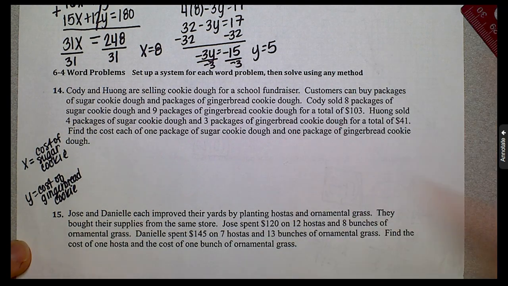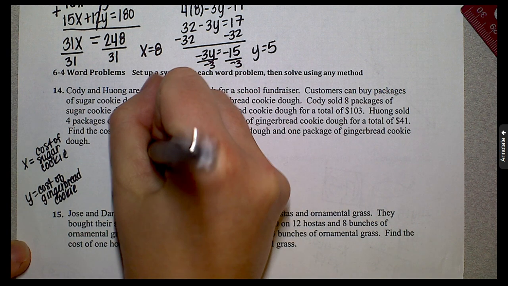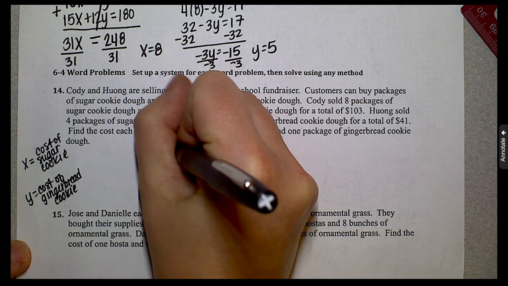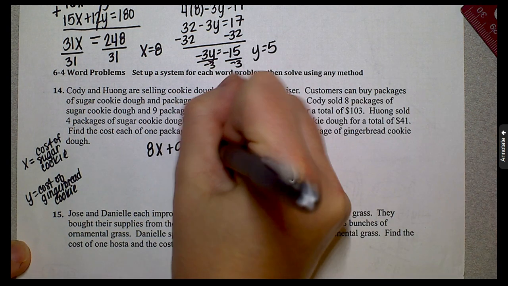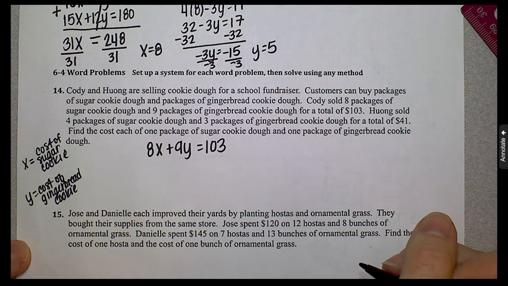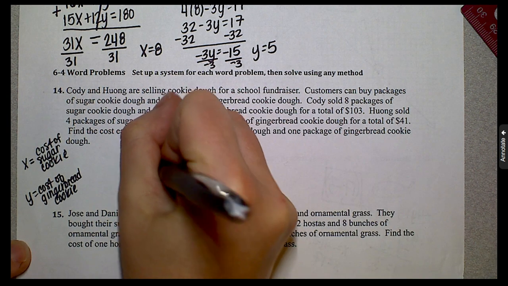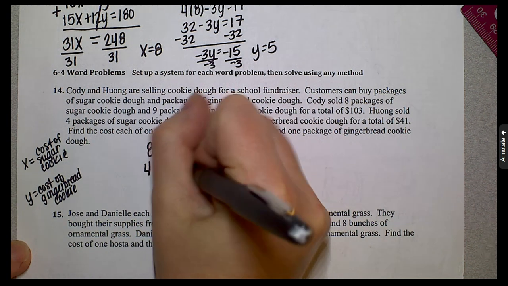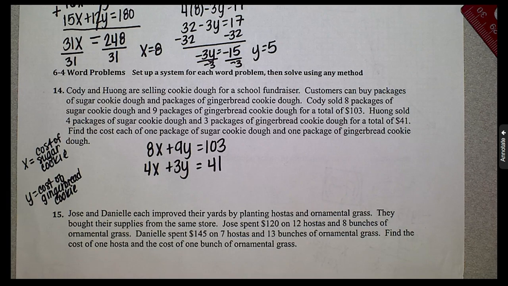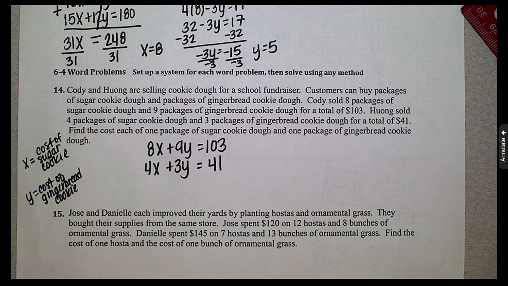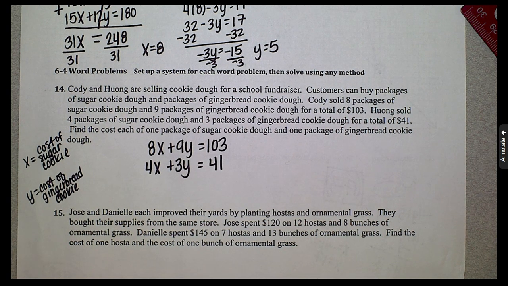For each person, they get their own equation. So we have 8 packages of sugar and 9 of gingerbread for a total of $103. And then we have 4 packages of sugar and 3 of gingerbread for $41. Let me know if you're having any issue actually setting those up. Any problems? No? All right, let's solve this one just for fun.